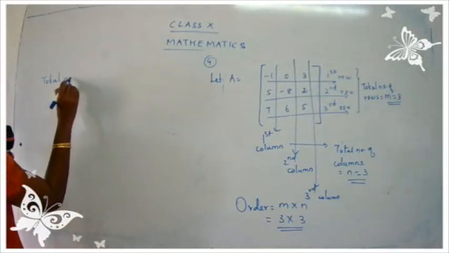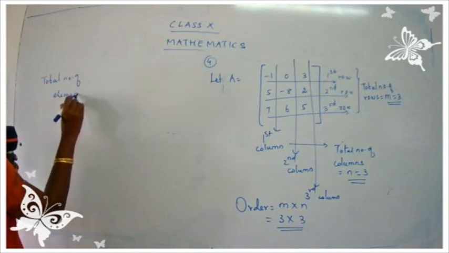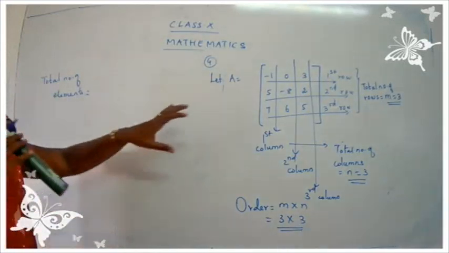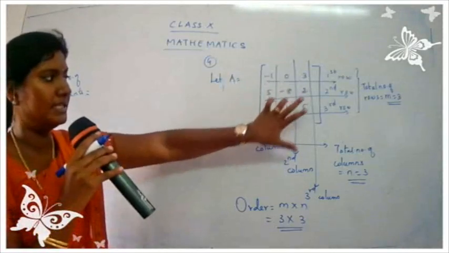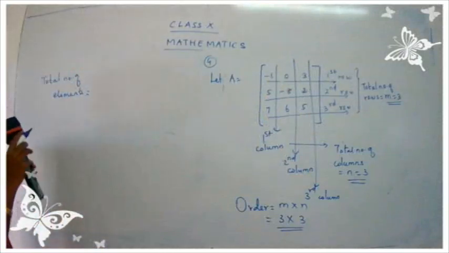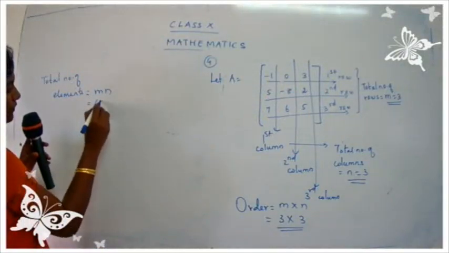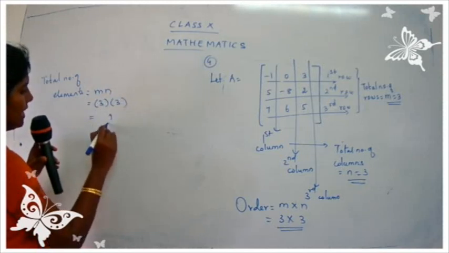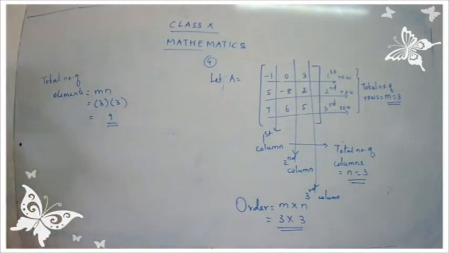Total number of elements. I have told you, when the matrix is given, I can directly count 1, 2, 3, 4, 5, 6, 7, 8, 9. But when the matrix is not given, what is the formula you are going to apply? M into N. 3 into 3, 9. Total number of elements, M into N, 3 into 3 is 9. Okay, done? Now, what you have to do is, you have to write the general form.